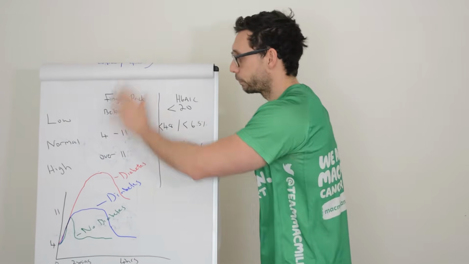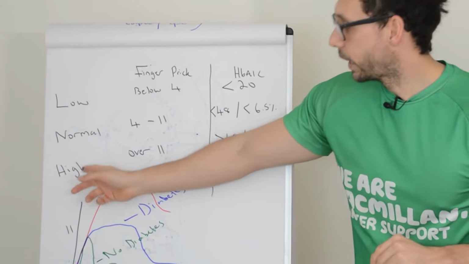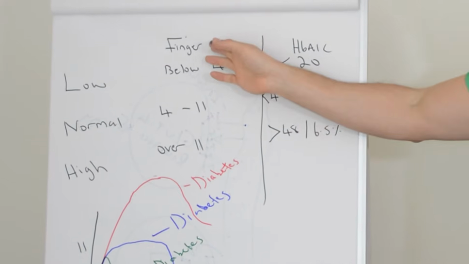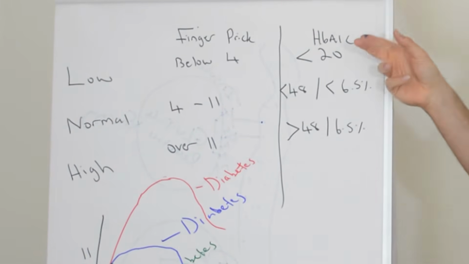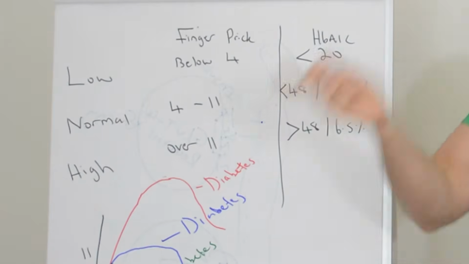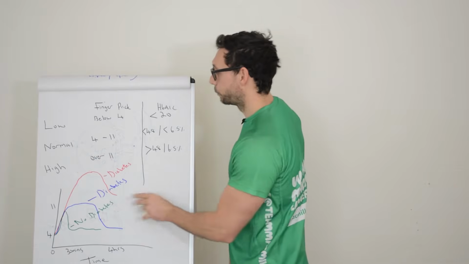Now, we have a few different variables here. We have a low blood sugar level, normal blood sugar level, and high blood sugar level, also called glucose, by the way. And we have your finger prick test, and we also have your 3-month average, which is called a HbA1c test. If you're not familiar with the HbA1c, check out the blog, loads of information about it. Now we'll ignore this graph for the minute, we'll come to that in a minute.